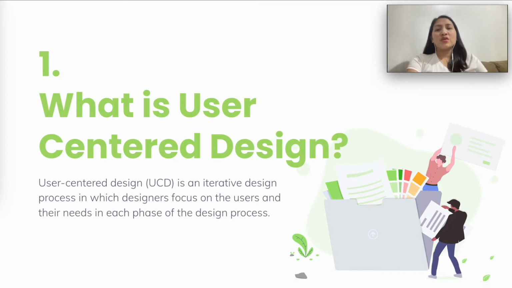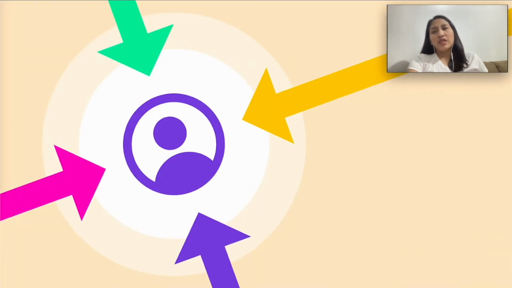What is UCD or User-Centered Design? As defined here, UCD is an iterative design process in which the designers focus on the users and their needs in each phase of the design process. In UCD, design teams involve users throughout the design process via a variety of research and design techniques to create highly usable and accessible products for them. Again, the goal is usability.